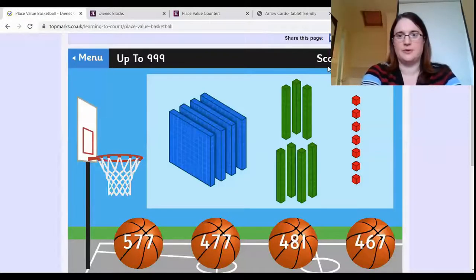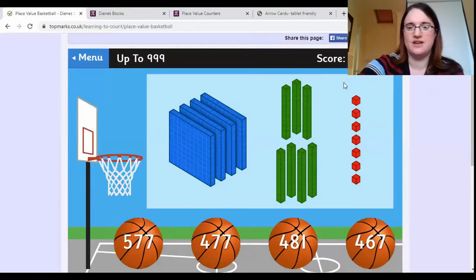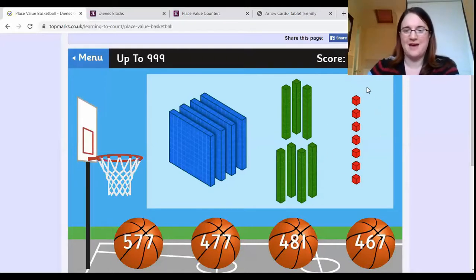Here we are. And we're going to be having a go at this basketball game. So have a look at that for a second. Okay, look at what we've got there. We're going to start off. Let's have a little look at the ones. Can you have a count? How many ones are there?